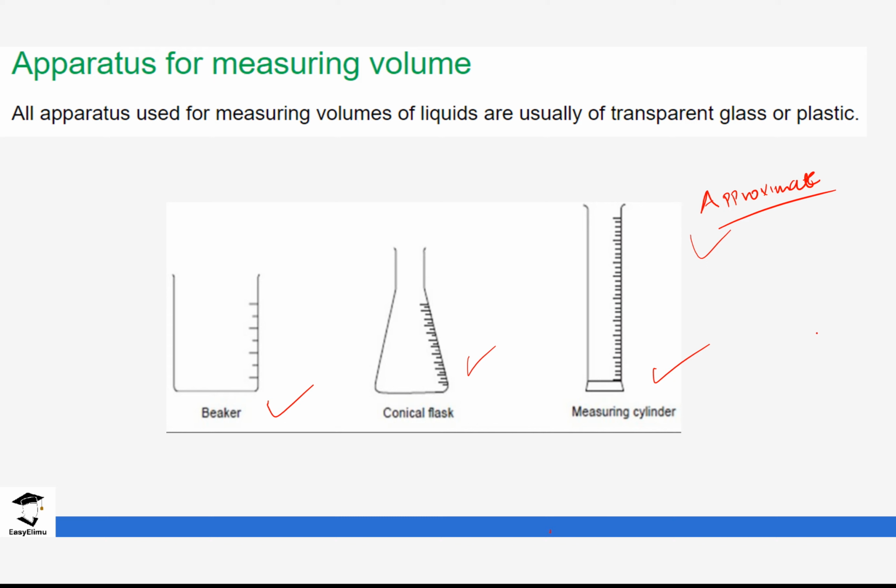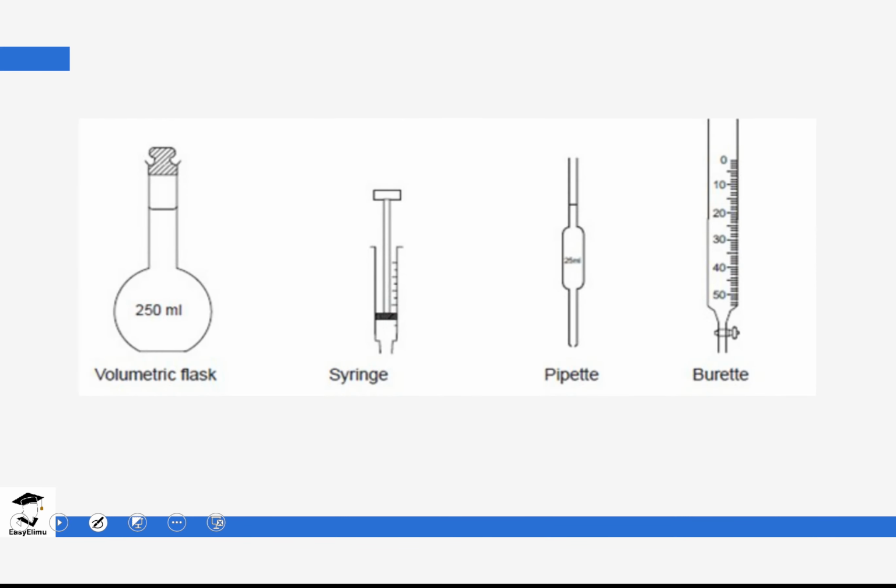We also have other apparatus that are used for measuring accurate volume. So the ones that are used for measuring accurate volumes are these four. We use the volumetric flask, the syringe, the pipette, and the burette. And I want you to notice the volumetric flask because you are also going to have a flask called a round-bottomed flask and a flat-bottomed flask. And there's a tendency for students to confuse these three flasks. This one is very specific.